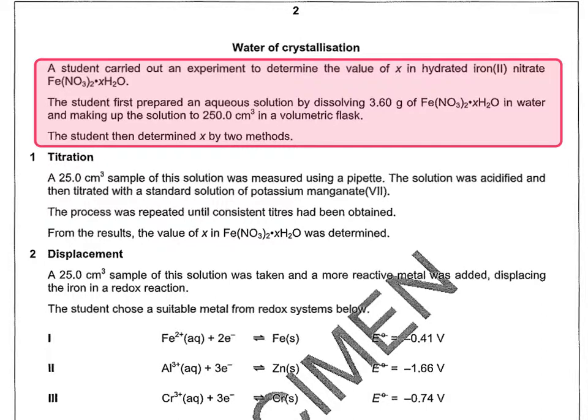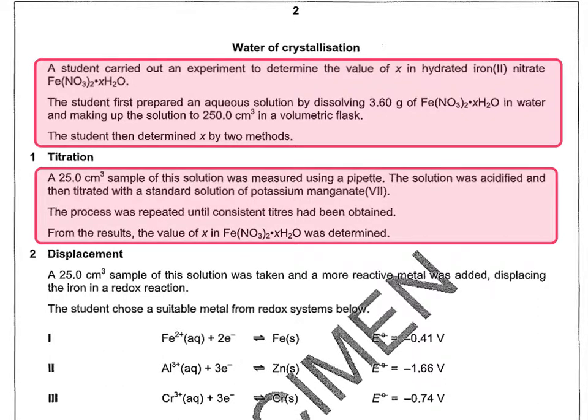So it says the student first prepared an aqueous solution by dissolving 3.60 grams of the hydrated iron sulfate in water. And in the titration, it says the solution was acidified and then titrated with a standard solution of potassium manganate 7. So this is obviously drawing on your knowledge of the iron 2 plus manganate reaction. It comes up quite a lot in redox titrations. So the key thing to remember is it's a 5:1 mole ratio. So 5 Fe2+ are needed to reduce 1 MnO4-.